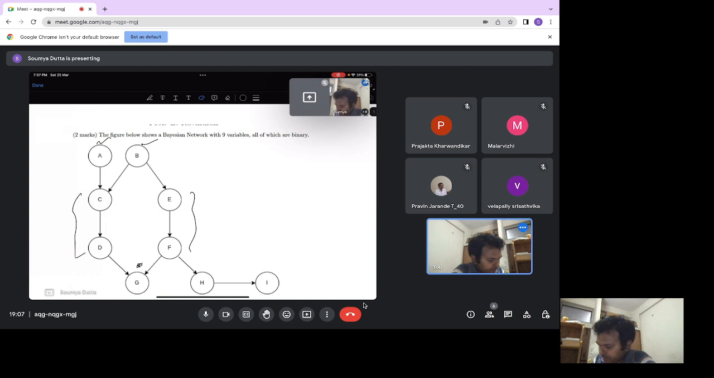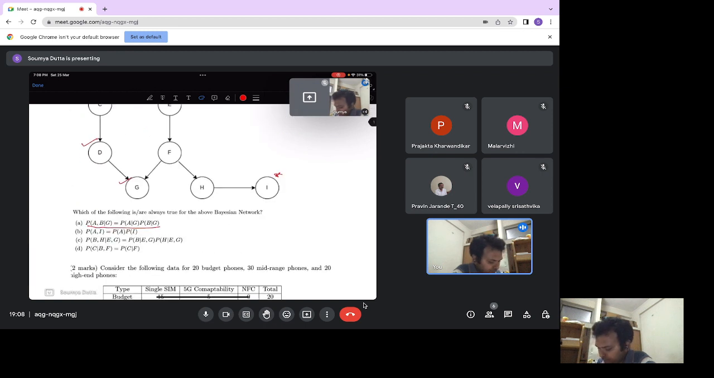The second option is P of A comma I equals P of A and P of I. That means this particular node and this particular node are independent of each other. If you see, A affects C, A affects D, and D affects G, and G is not directly affecting I. So whatever value I will take is not affected by the value that A is taking, and therefore A and I are indeed independent. Suppose these are all binary variables, so A can take 0 or 1, but that doesn't play any role in what I is, and therefore A and I are independent random variables, and this option is correct.